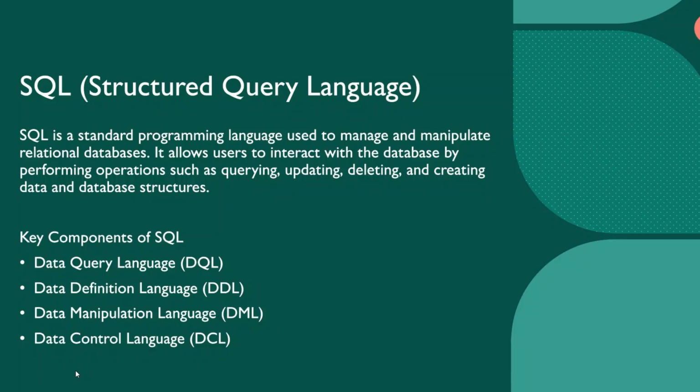So let's understand what exactly the key components of SQL are. The first one is the Data Query Language, or DQL. DQL is used to retrieve data from the database, and the common command is select. For example, I can write select star from employee detail, or select first name from employee detail. It will fetch the employee details records. So select is the common command used to retrieve data from the database, and it comes under the Data Query Language.